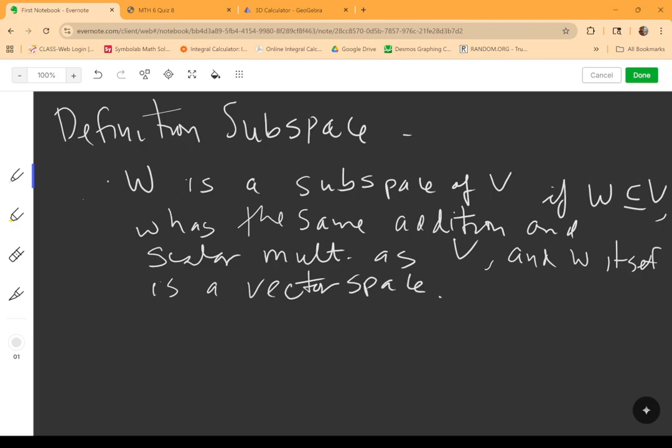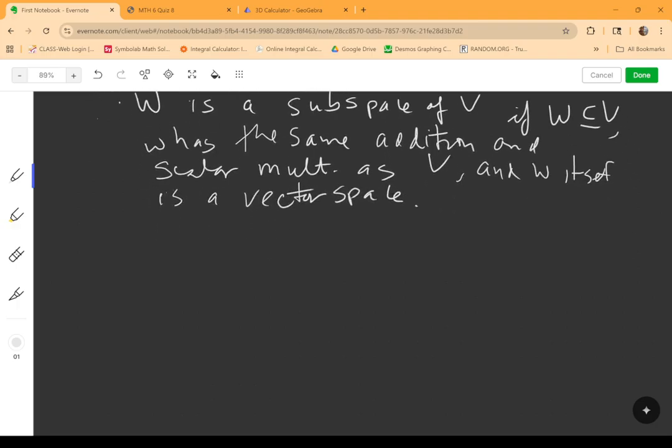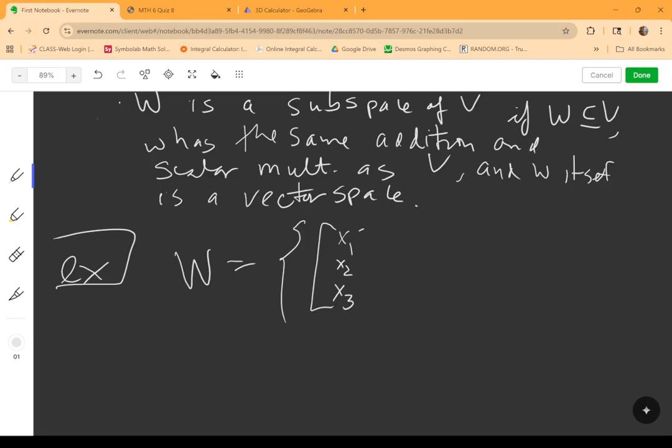Okay, so again, we have to check a couple of things. First, that W must be a subset and a proper subset, so it's not empty. And the same operations must be used. For example, let's define W to be the set of column vectors x1, x2, x3 such that the column vectors satisfy this equation.